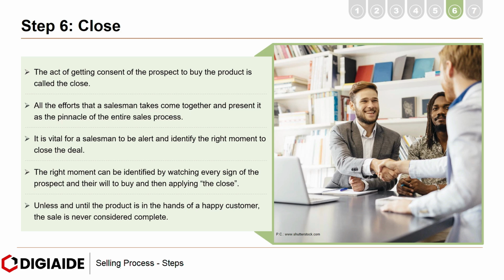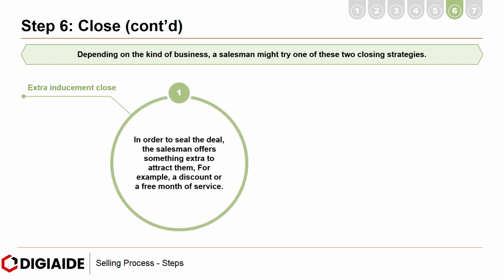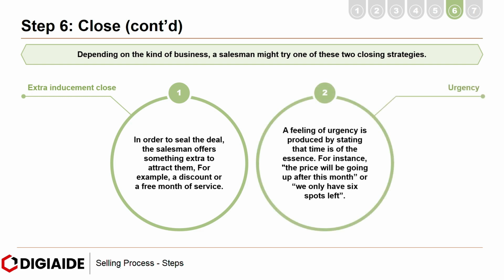Depending on the kind of business, a salesman might try one of these closing strategies. First, extra inducement close. In order to seal the deal, the salesman offers something extra to attract them. For example, a discount or a free month of service. Next, urgency. A feeling of urgency is produced by stating that the time is of the essence. For instance, the price will be going up after this month, or we have only 6 spots left.